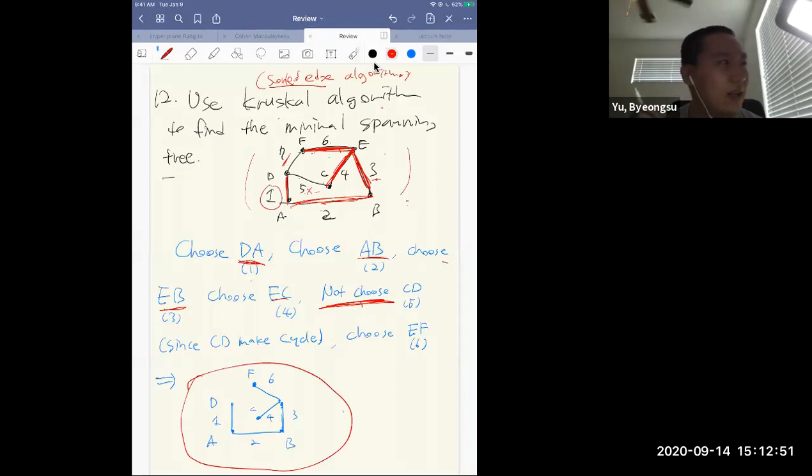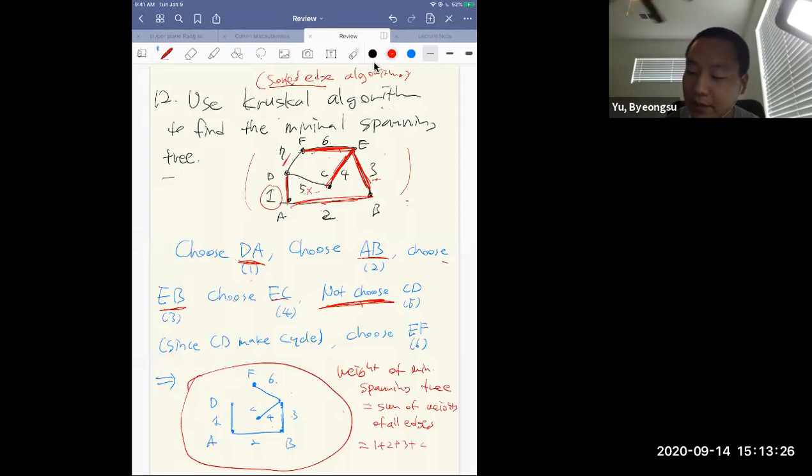In the exam, there is one problem about Kruskal's algorithm to figure out the weight of the minimal spanning tree. The weight of the tree is just the sum of all the weights of the edges. So the weight of the minimal spanning tree is just the sum of the weights of all edges. In this case, it is 1 plus 2 plus 3 plus 4 plus 6, which is 16. All right. Do you have any questions on number 12?